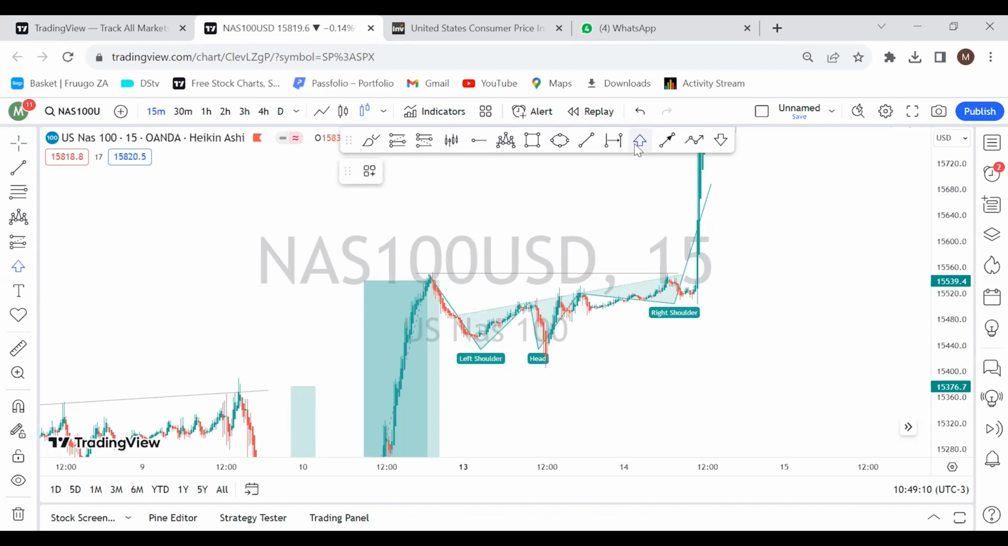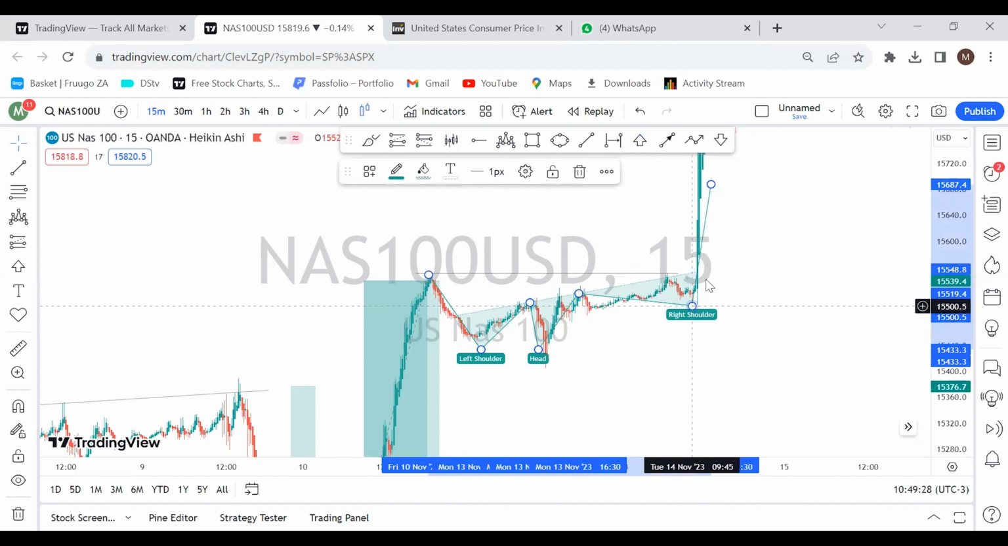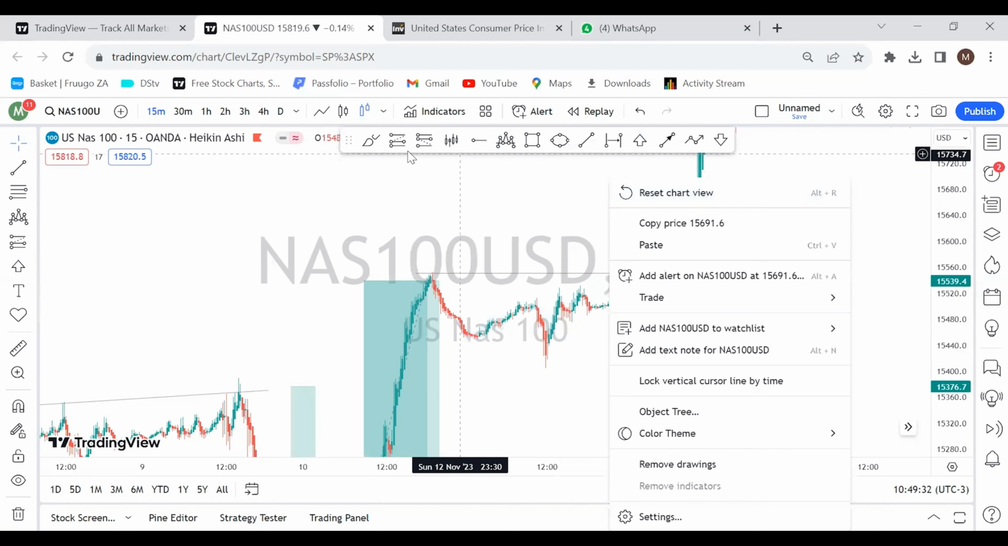The third touch always has the highest probability. And how many touches does a head and shoulder pattern have? You have the left shoulder, which is regarded as the first touch, the head, second touch, and then the right shoulder is the third touch with the highest probability. So it's quite simple.